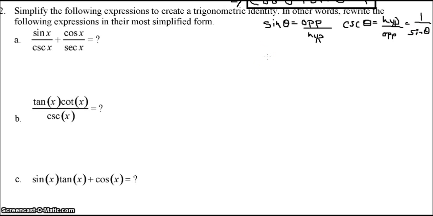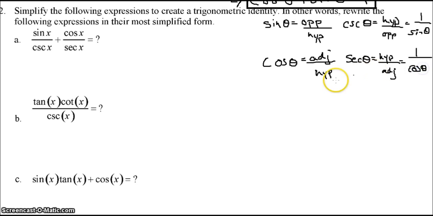Notice that that also means that sine of theta is 1 over cosecant theta. Remember, cosine theta is adjacent over hypotenuse. The secant theta is hypotenuse over adjacent, which means that's 1 over cosine theta. It's just flipped. Also, tangent of theta is opposite over adjacent, so cotangent of theta is the adjacent over the opposite.